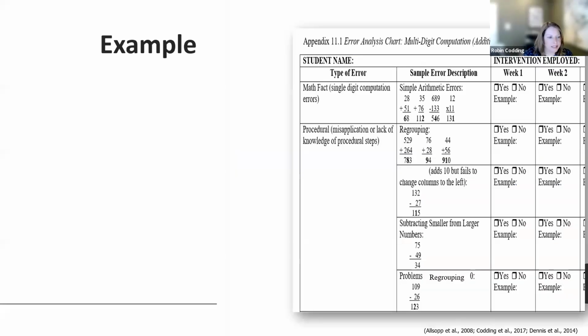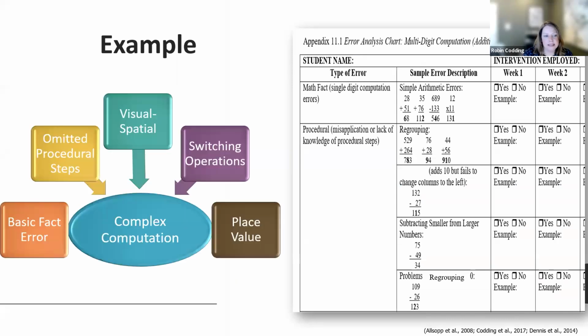So this is an example that we have in our book. It is an example that we generated based on the literature for what happens with multi-digit computation for addition and subtraction. There can be basic fact errors, omitted procedural steps, visual spatial errors in setting up the problem, challenges with switching operations, and also challenges with place value. The purpose of this error analysis document is just to identify what errors students are making specifically within whole number computation. And from that, we can then specifically target our instruction.